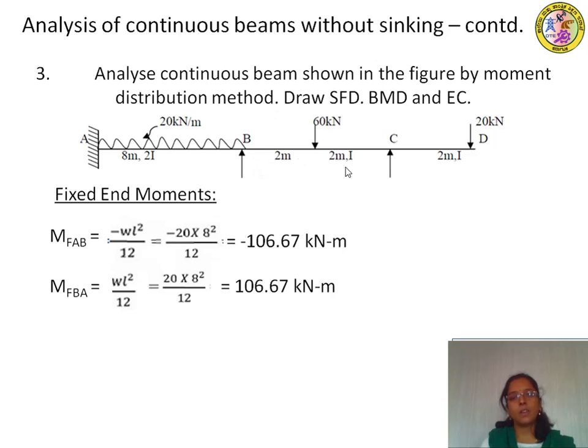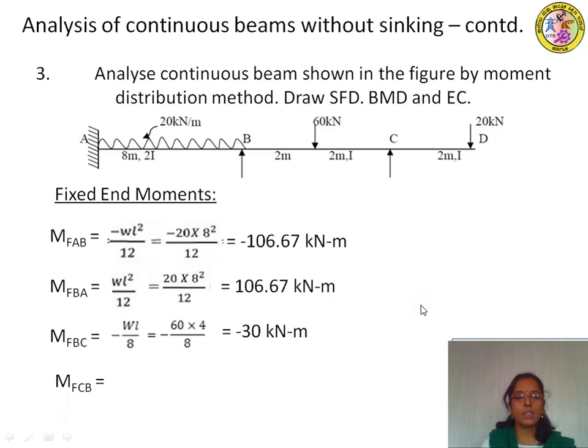And BC is subjected to a central point load. Therefore, MFBC is calculated by using minus WL by 8, where W is the magnitude of the point load and L is the length of the member. So that will be minus 60 into 4 by 8, which is equal to minus 30 kilonewton meter. Next, MFCB is calculated by plus WL by 8, so that will be equal to plus 30 kilonewton meter.